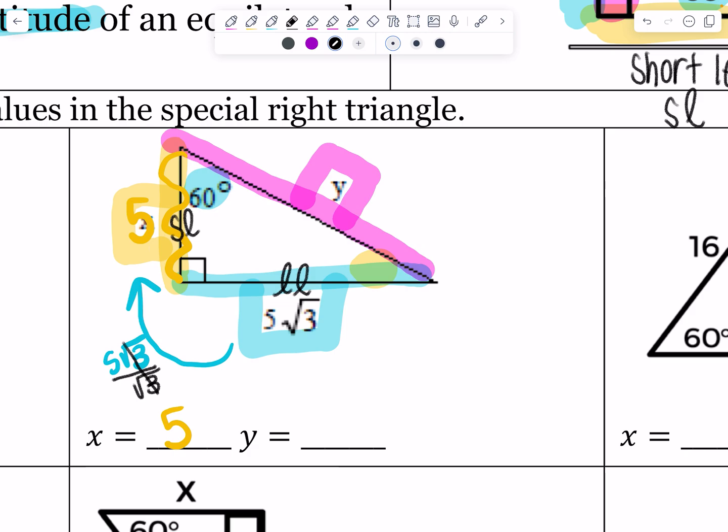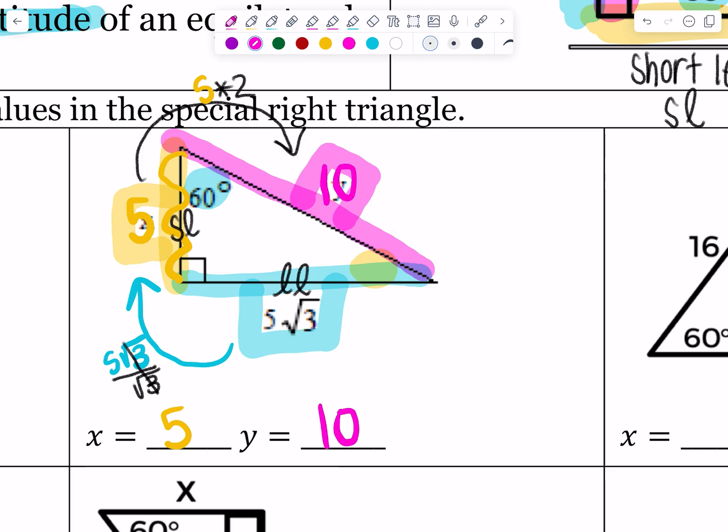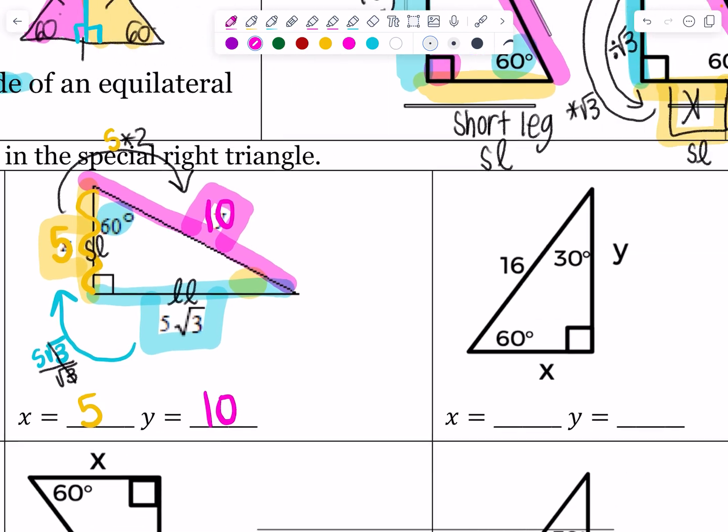Because I know in order to go from my short leg to my hypotenuse, I'm going to double it. I'm going to take the 5, which is my current value for yellow, and I'm going to multiply that times 2 wholes. 5 wholes times 2 wholes is going to give me 10 wholes. So y is 10. Okay, so then that fits our pattern, x, x root 3, and 2x. Okay, so let's keep going.